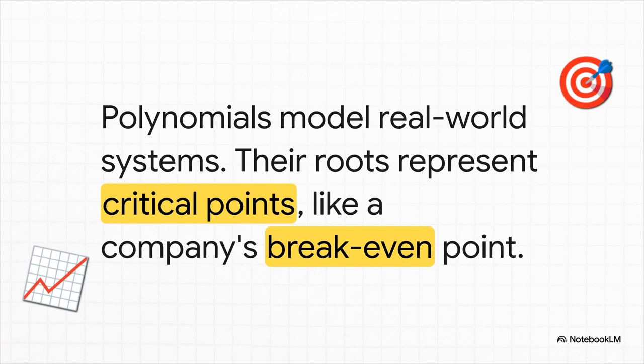Think about it like this. A polynomial can represent a company's profit, the path of a rocket, or the cost of manufacturing something. The roots, those are the points where that polynomial equals 0, they often represent the most critical values in that whole system. A 0 profit point is your break-even point. A 0 height point is where an object finally hits the ground.